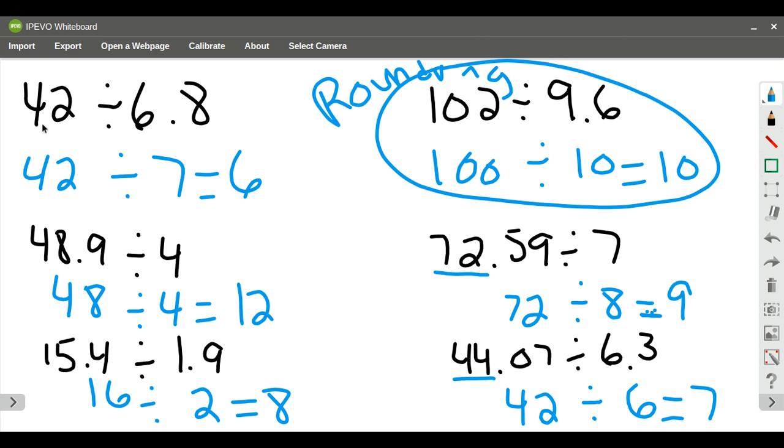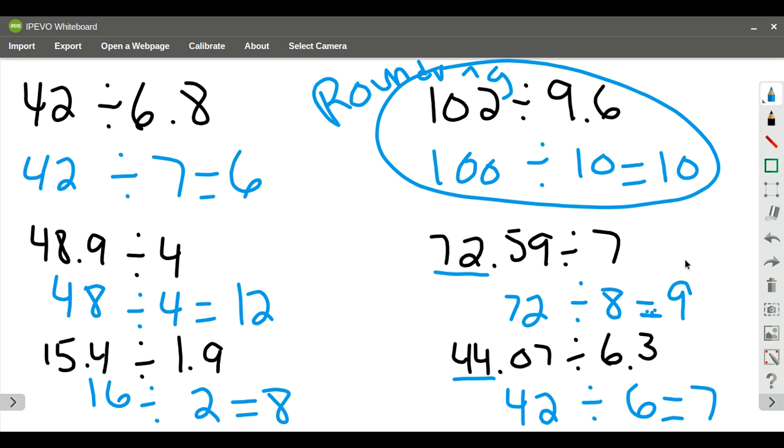So 42 got left alone because it was a math fact of 7. Here I left the 4 alone, changed this to 48 because 48 was a math fact of 4. Here I changed this to 2. A math fact of 2 that was near 15.4 was 16. That's how I came up with that value. Here I did a little bit different because I saw the 72 and I said, oh, okay, I'll do a math fact of 72. So I did 72 divided by 8.